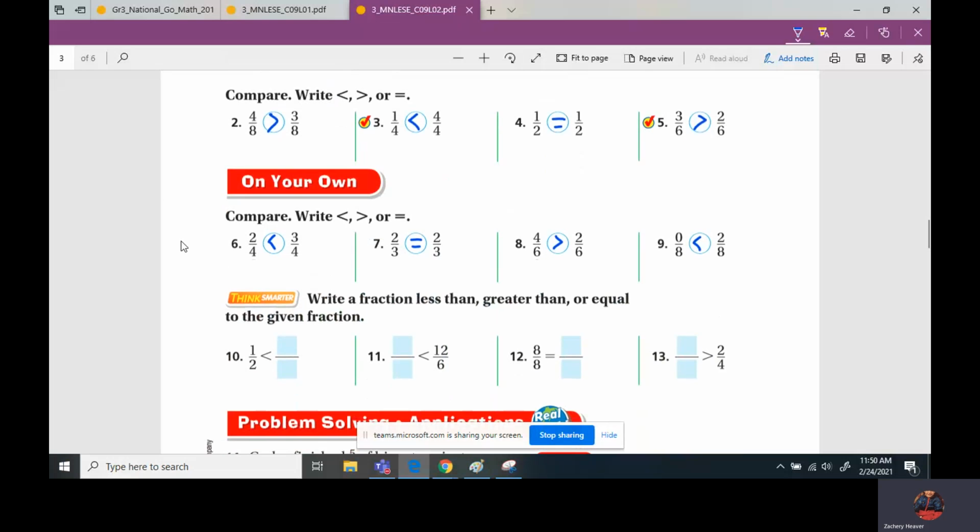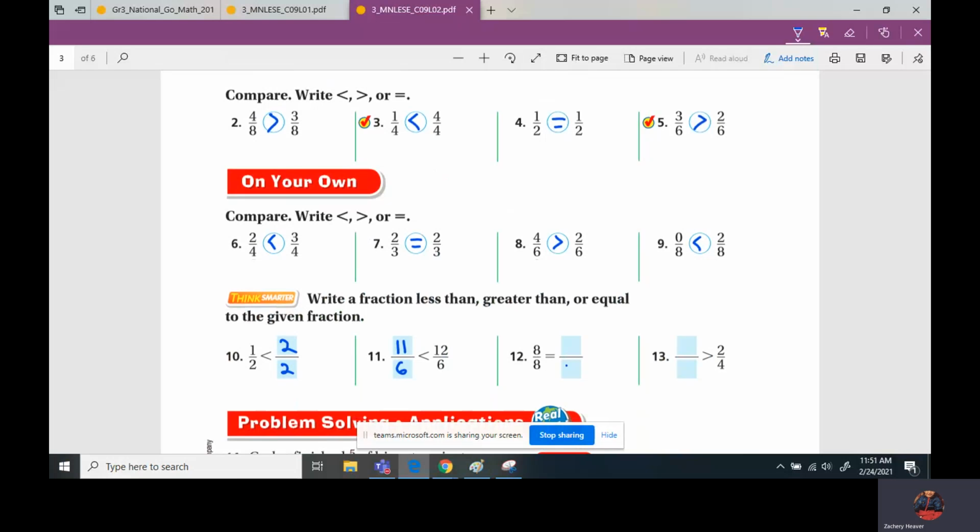Now, it says write a fraction that is less than, greater than, or equal to the given fraction. We want a fraction that's greater than, so we have to keep this the same. Any number greater than 1, let's just use 2, but it could be any number bigger than 1. Now, we have 6. We have to write a number that is less than 12, so I'm going to use 11. It could be 1 through 11, 0 through 11, actually.